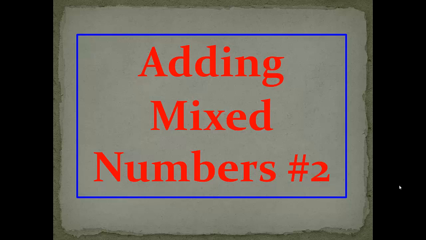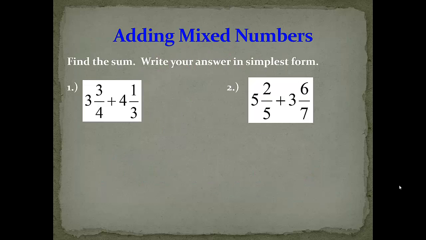Today's lesson is on adding mixed numbers. We're going to find the sum, and we want to write our answer in simplest form. So for number 1, we have 3 3/4 plus 4 1/3.